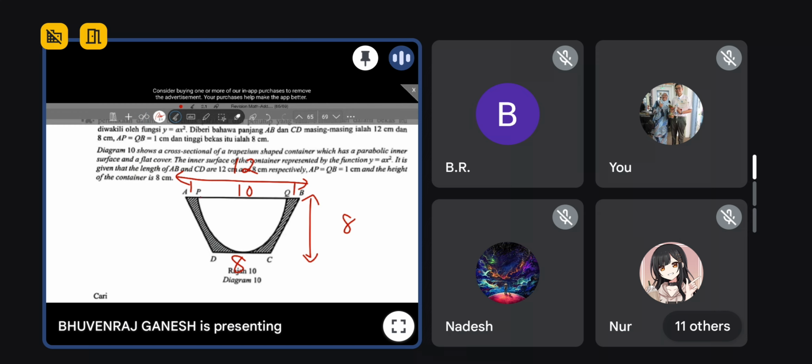So guys, can you see this shape? What is this shape called? We have a name for it. Yes, or in a more accurate word, it is quadratic, persamaan kuadratik. So they already give you the equation here. Y is ax square. The question is to find the a value.